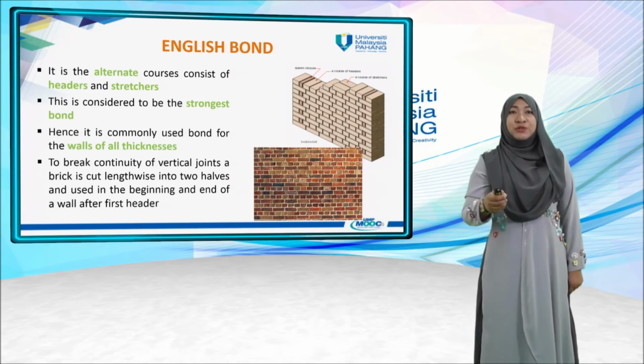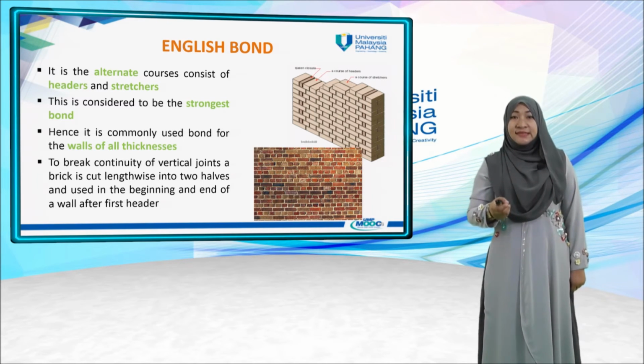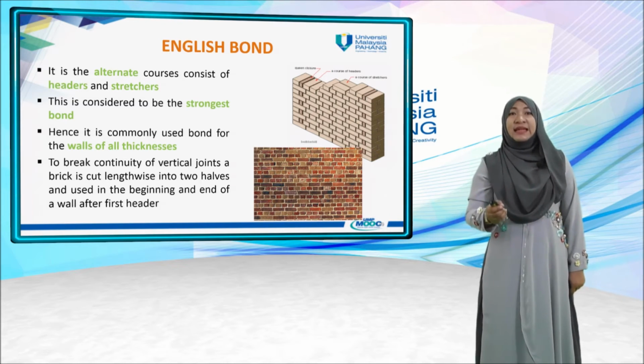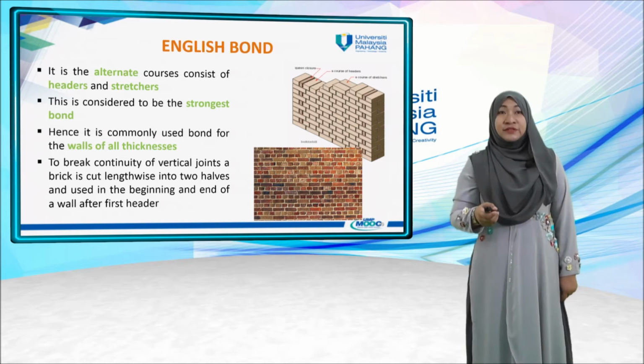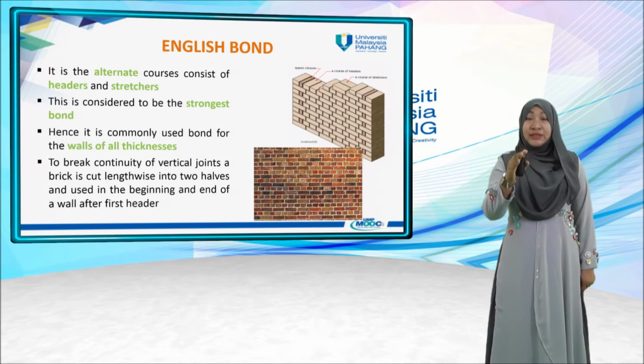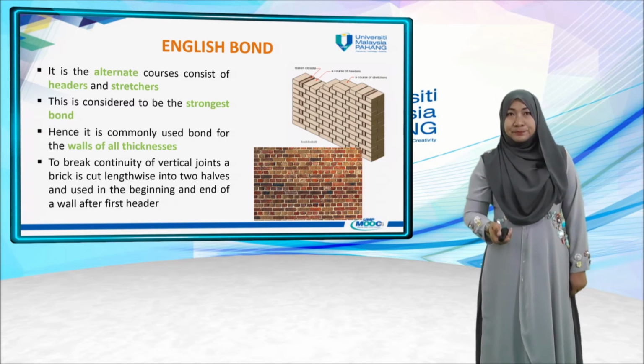To break the continuity of vertical joints, a brick is cut lengthwise into two halves and used in the beginning and end of a wall after the first header, where you can see the alternation between header and stretcher.